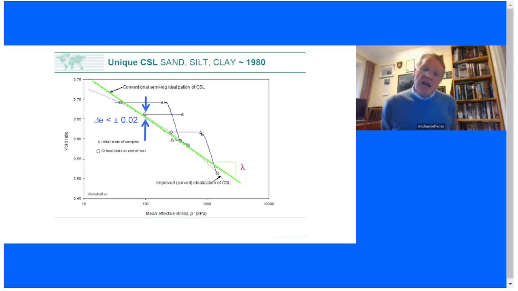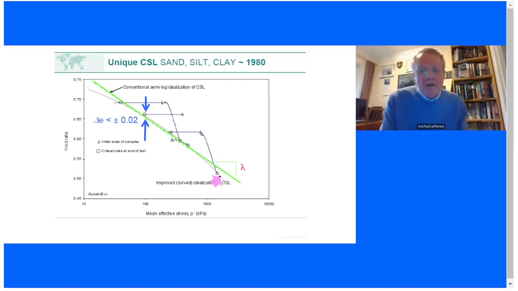But the key thing is, as an industry, we now have a precision. We've done a cross-lab comparison, and we can determine the critical state locus with a tolerance of something like plus or minus 0.02 in void ratio units. You'll hear me talk about the soil property lambda, which is that pink symbol. That's the Greek letter lambda, and that is simply the slope of the green line.